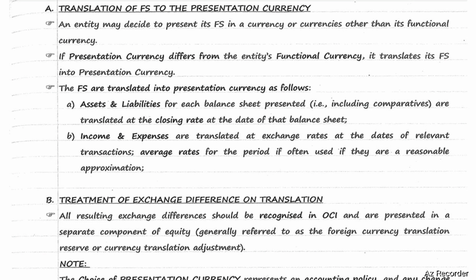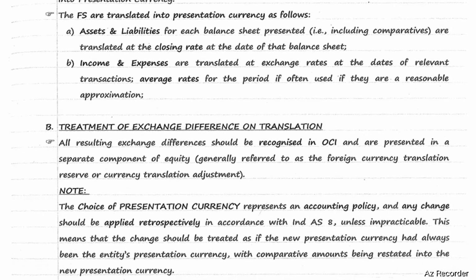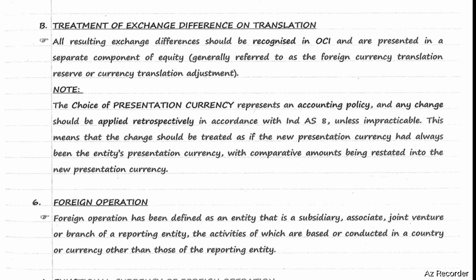Assets and liabilities for each balance sheet presented, including comparatives, are translated at the closing rate at the date of that balance sheet. Income and expenses are translated at exchange rate at the date of the relevant transactions. Average rates for the period are often used if they are a reasonable approximation. Treatment of exchange difference on translation. All resulting exchange differences should be recognized in OCI and are presented in a separate component of equity, generally referred to as the foreign currency translation reserve or currency translation adjustment.